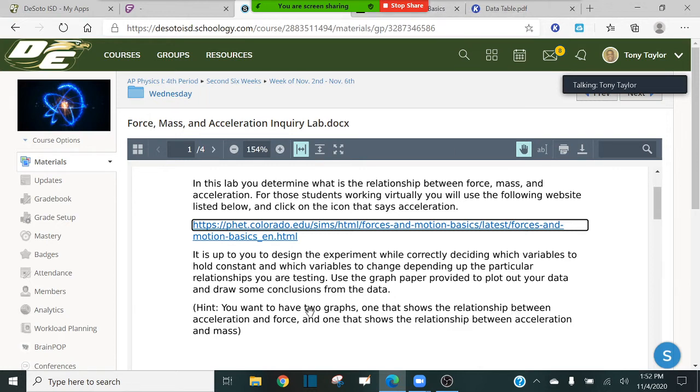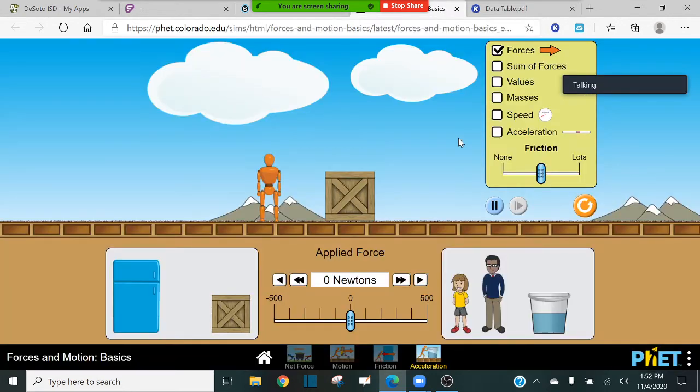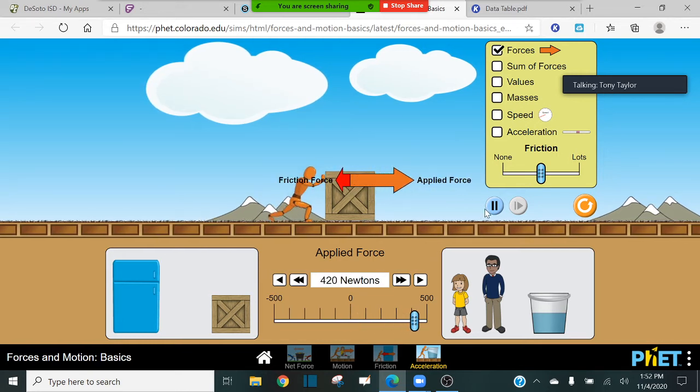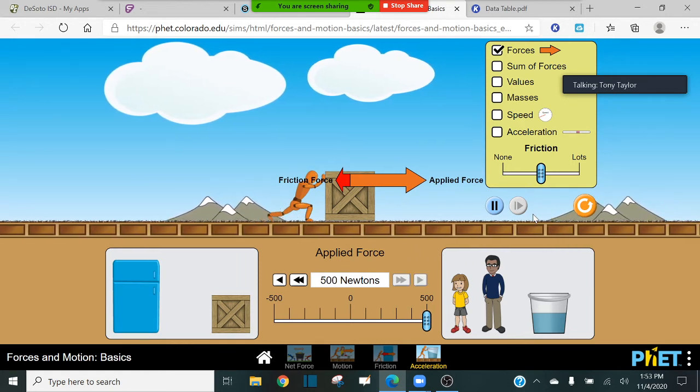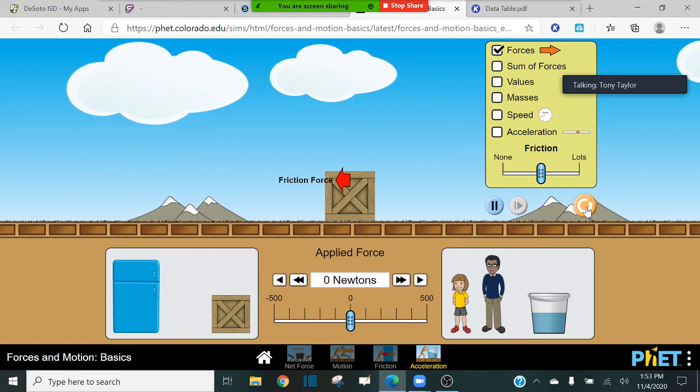Suppose I'm figuring out the relationship between acceleration and force. Okay, so if I'm figuring out the relationship between acceleration and force, I want to hold my mass constant. Okay, so I'm going to come over here. And notice, guys, this guy here, you can have the guy push the box and cause the box to accelerate. Okay, and you can vary the force, you can vary the mass however you want to. Okay, let me reset this.